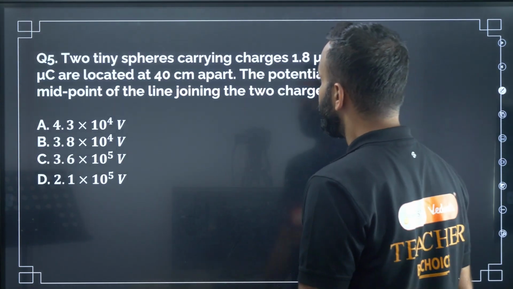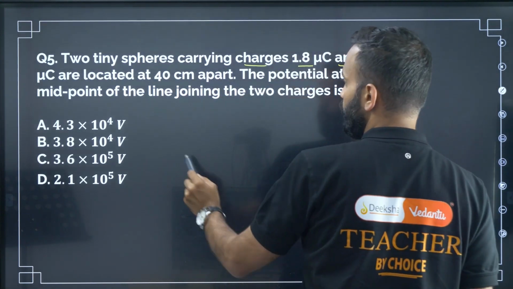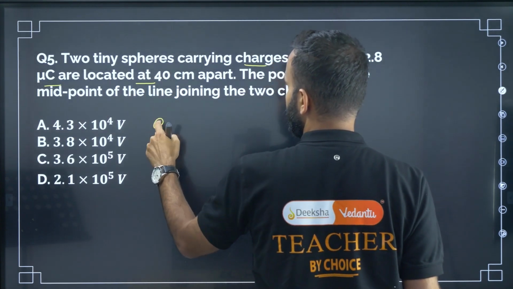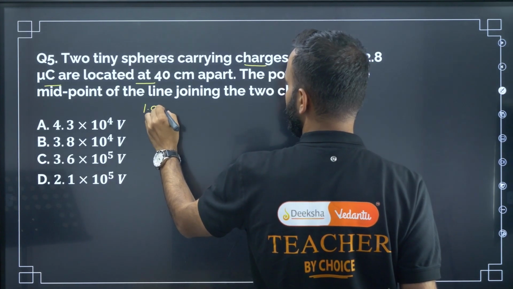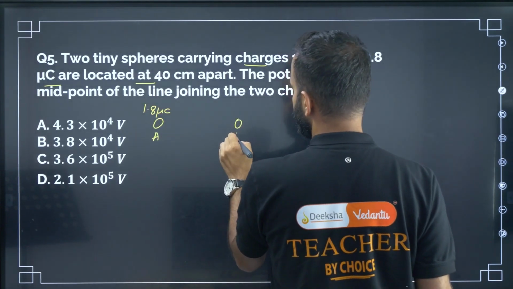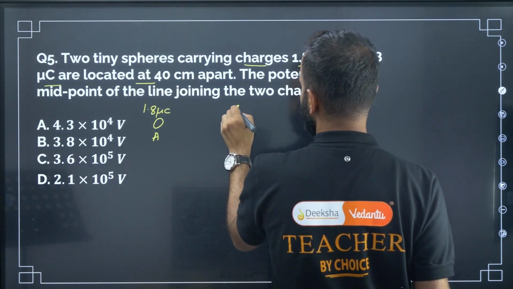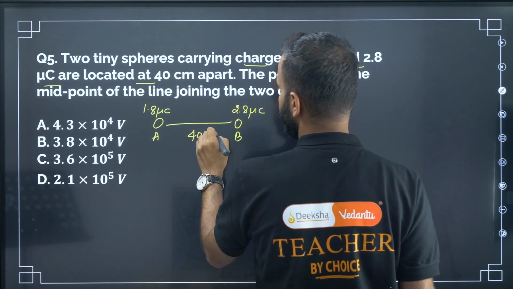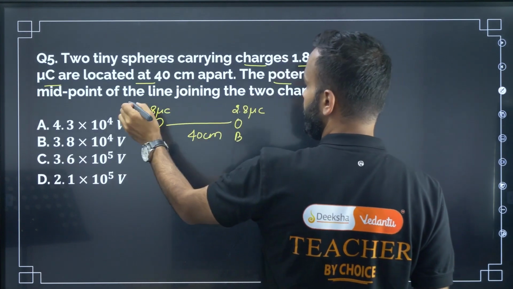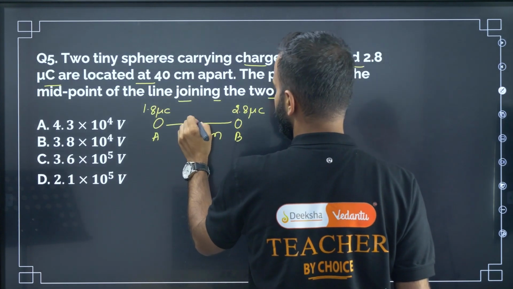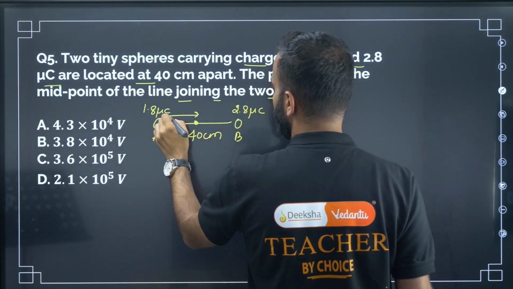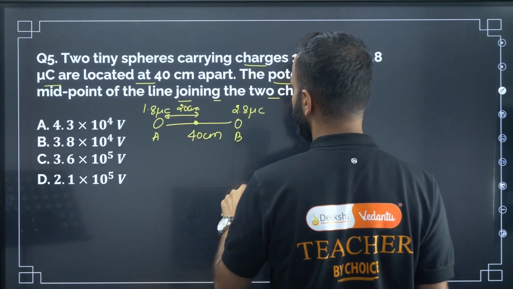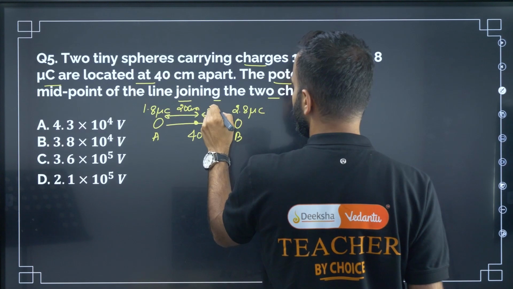Question number 5. Two tiny spheres carrying charges 1.8 microcoulomb and 2.8 microcoulomb are located 40 centimeter apart. Here the sphere A has charge 1.8 microcoulomb, and this is sphere B. The charge on sphere B is 2.8 microcoulomb. It is separated by a distance of 40 centimeter. Okay, the potential at the midpoint of the line joining the two charges is asked. This is the midpoint. What is the distance between sphere A and midpoint, and sphere B and midpoint? It is 20 centimeter, right?